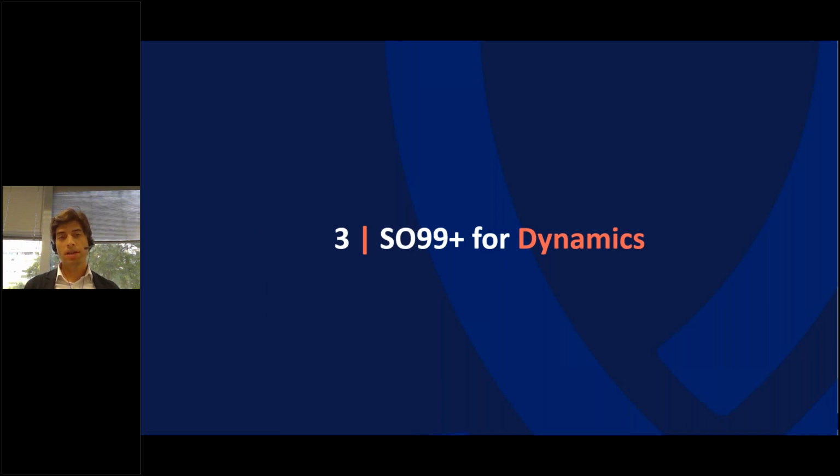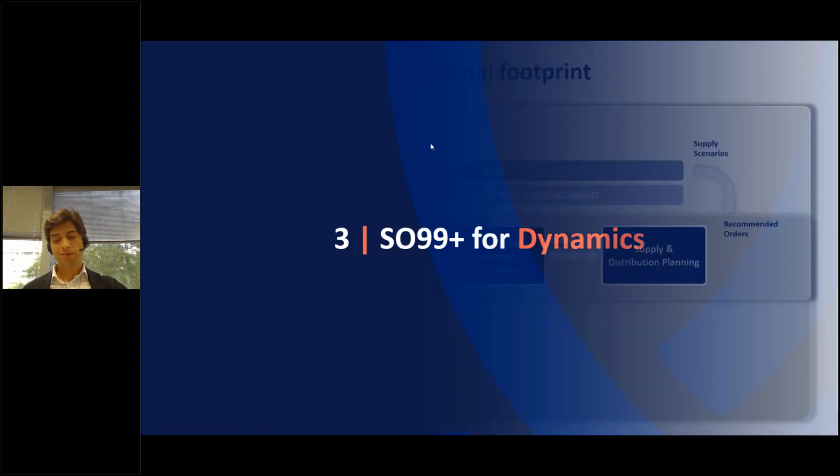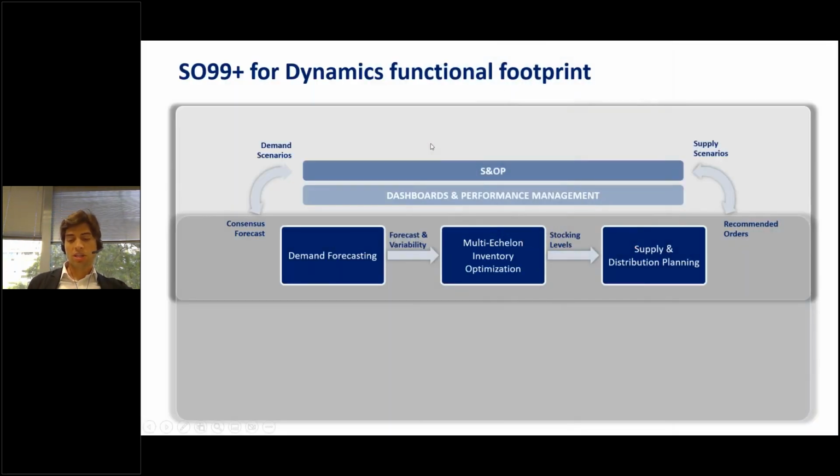We will now talk about our product, SO99 for Dynamics. To start introducing SO99 for Dynamics, let's first understand its core planning modules. The first module is Advanced Demand Forecasting. This module covers the planning process related to the generation of a statistical forecast. It includes many options, such as the ability to study the effect of promotions and other internal or external events.